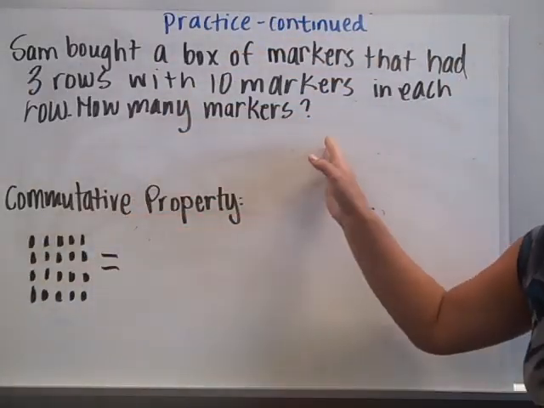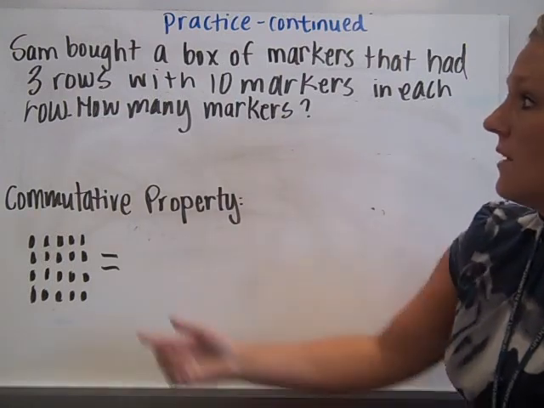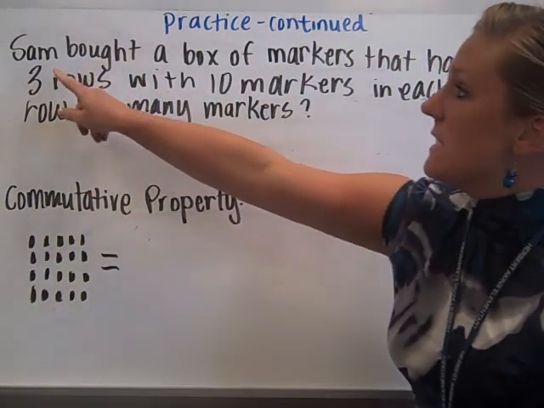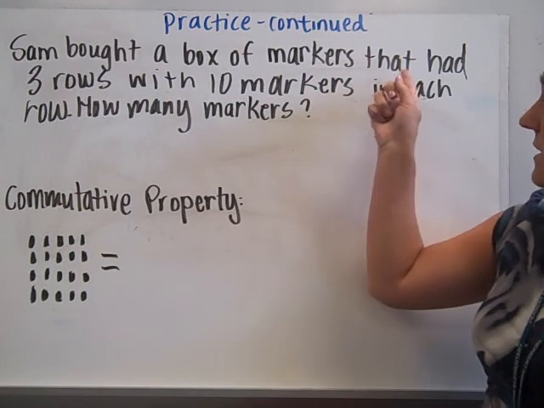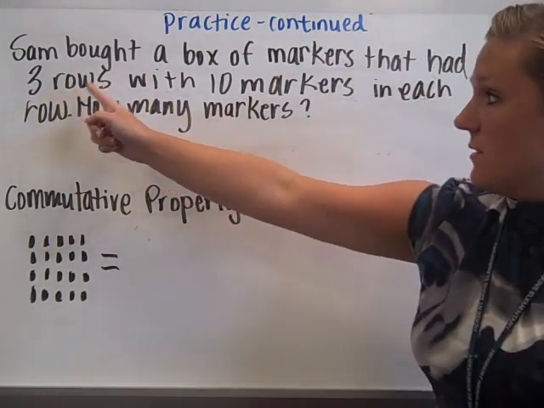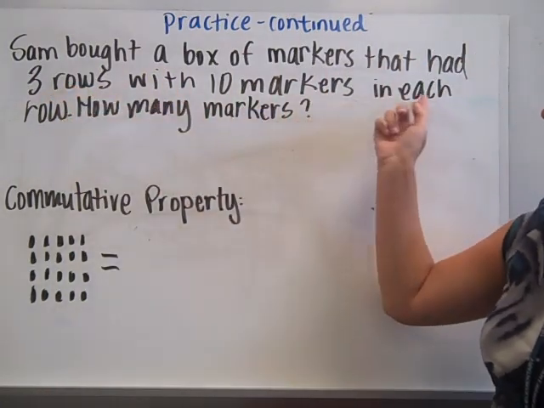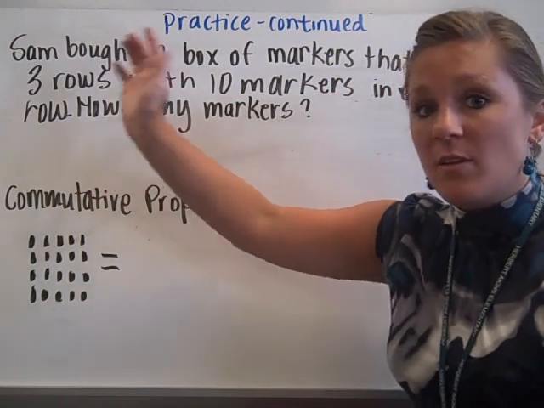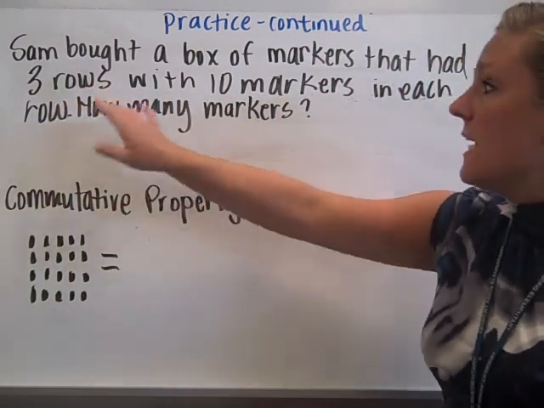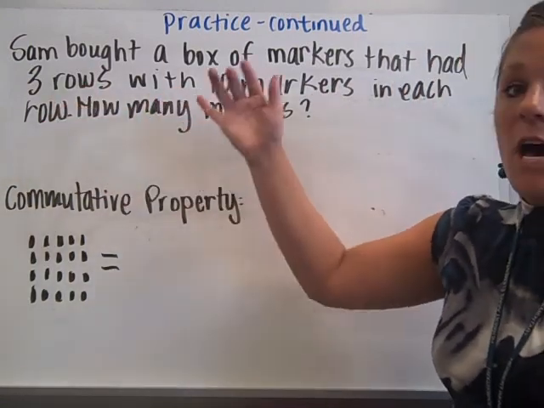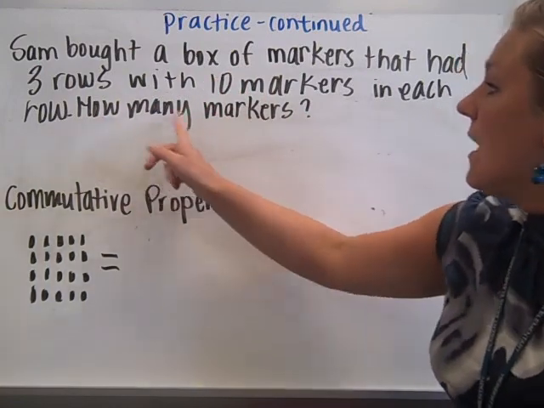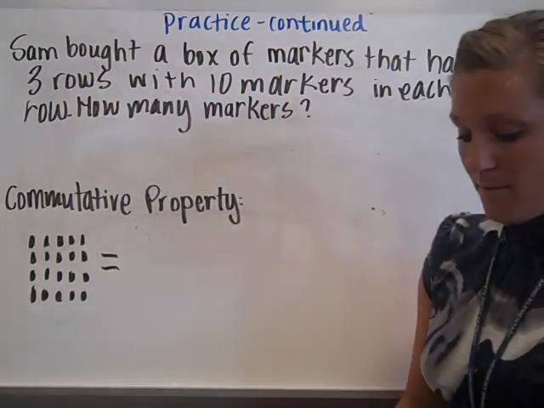All right, let's do another example similar to that other one. Still talking about Sam. Sam bought a box of markers that had 3 rows with 10 markers in each row. Okay, so in this word problem, it kind of helped explain what that meant. It helped tell me 10 in each row. How many markers did Sam buy?